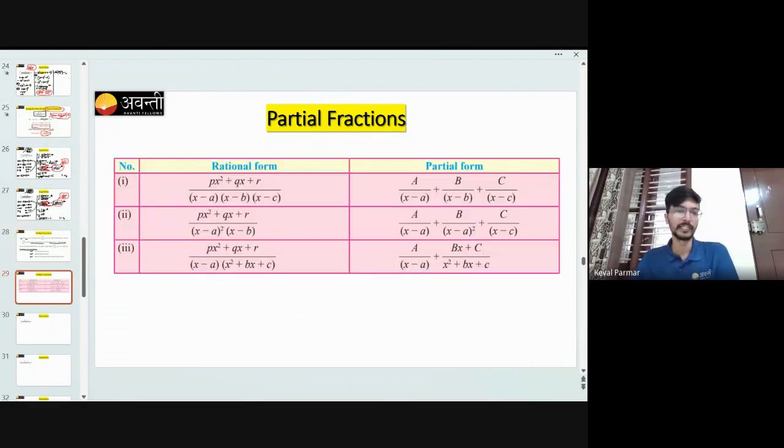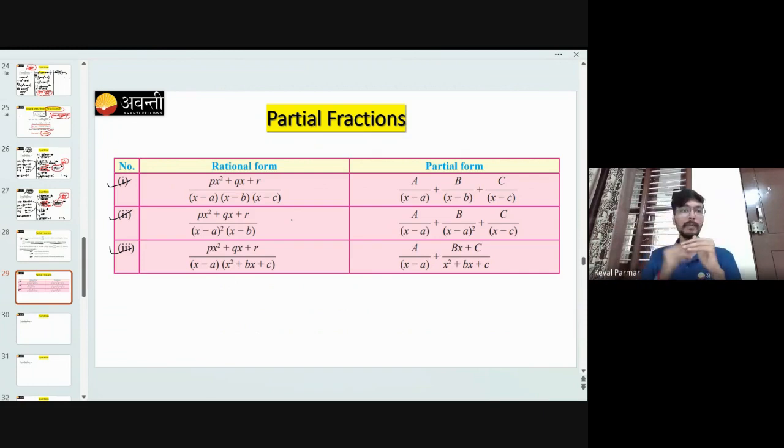This is what I was talking about. The first, second, and third. This is my rational form. Got it? Here x minus a is repeated 2 times because it is square. This is my rational form. So I can write this rational form in partial forms.